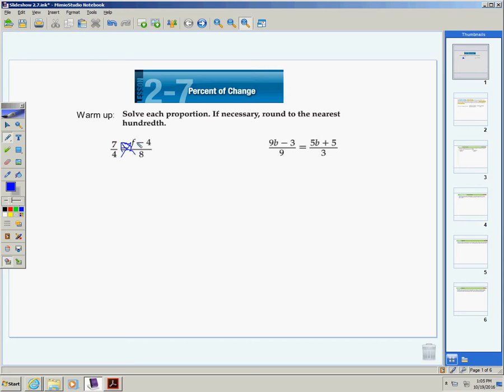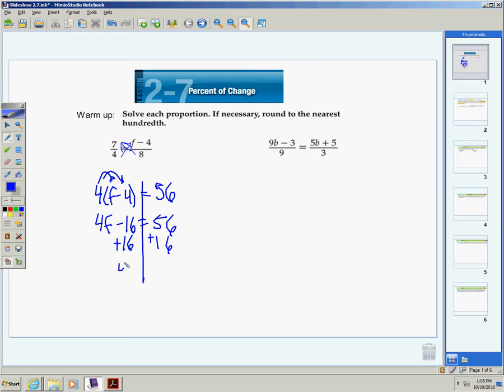When I cross multiply one way, I get 4 times the quantity of f minus 4 equals 8 times 7, which is 56. On the left side, I distribute, and I get 4 times f, which is 4f, and 4 times negative 4 is negative 16, equals 56. Then I'm going to add 16 to each side, and I get 4f equals 72. Then I divide each side by 4, and I get f equals 18.